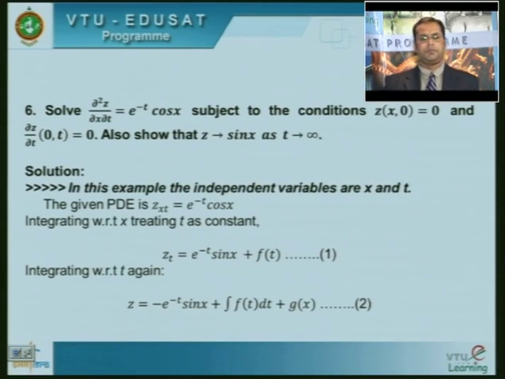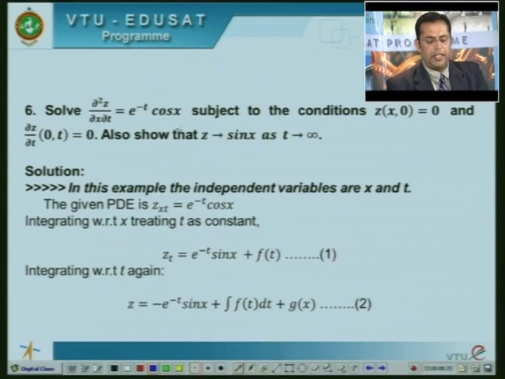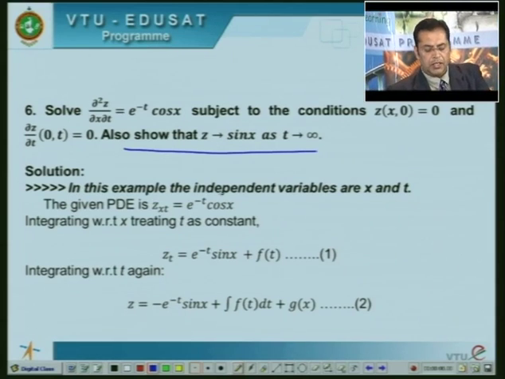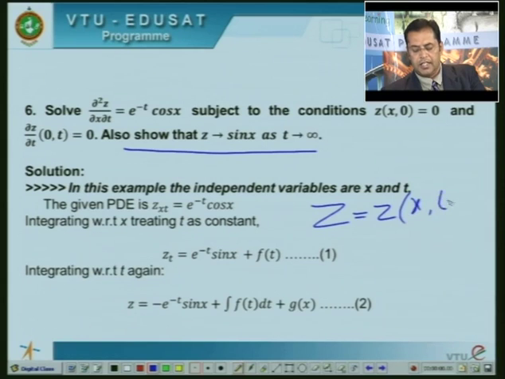Now, in the next example, we will show a solution where the independent variables are x and t and not x and y. So, in this case, solve dou square z by dou x dou t subject to the conditions z(x, 0) equal to 0 and dou z by dou t (0, t) equal to 0. Also show that z goes to sin x as t goes to infinity. So, observe that in this example the independent variables are x and t, whereas the dependent variable is still z. So, instead of z equal to z(x, y), it is z(x, t).